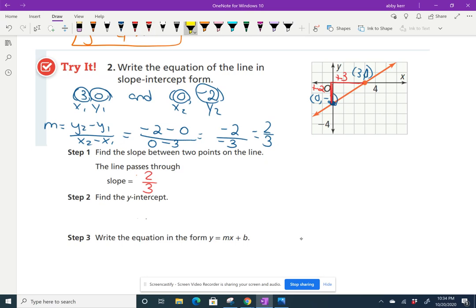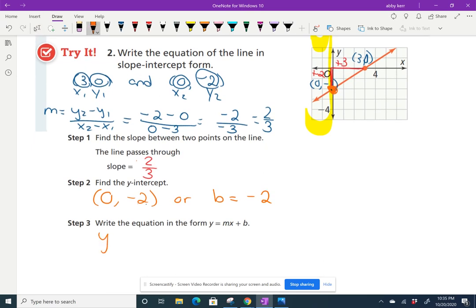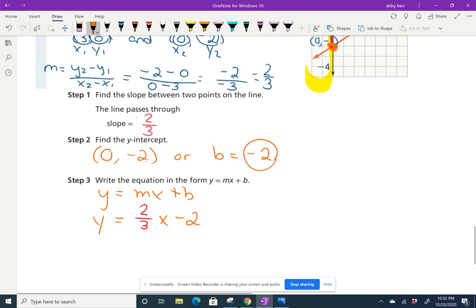Now the next point is our y-intercept. So where does my orange line cross the y? It crosses at 0, -2. Or you can just say b equals -2. And then all you have to do is plug it into the formula. Remember that the y stays put and the x stays put. So the only thing you have to plug in is the m, which is 2/3. And then in this case, our b value is a -2. So make sure that you put -2. So then that is the equation of the graph given.